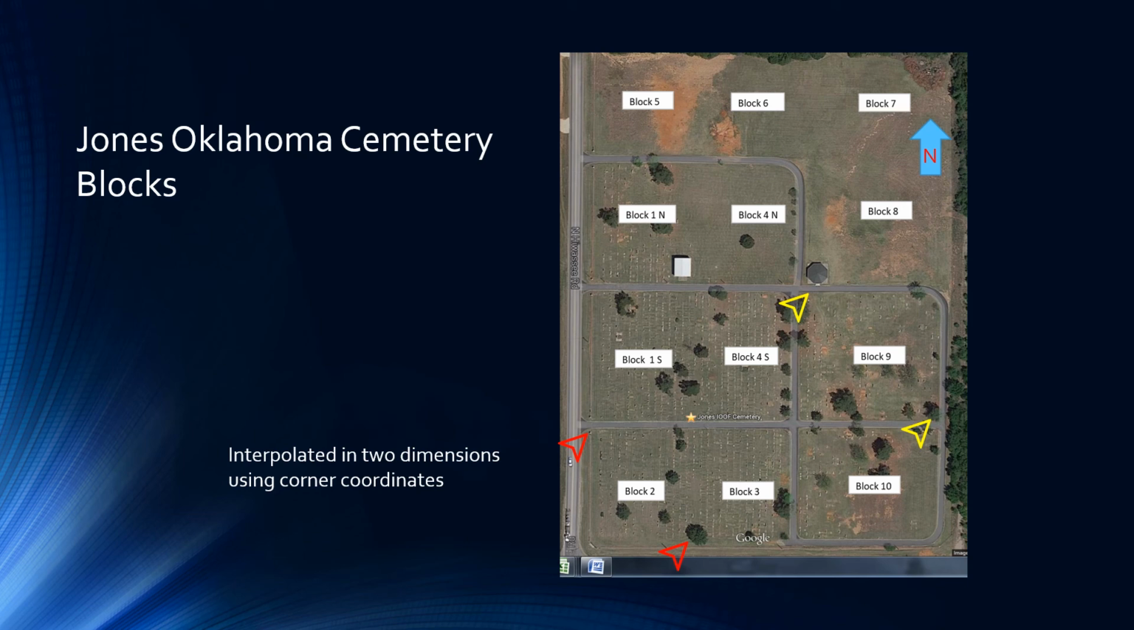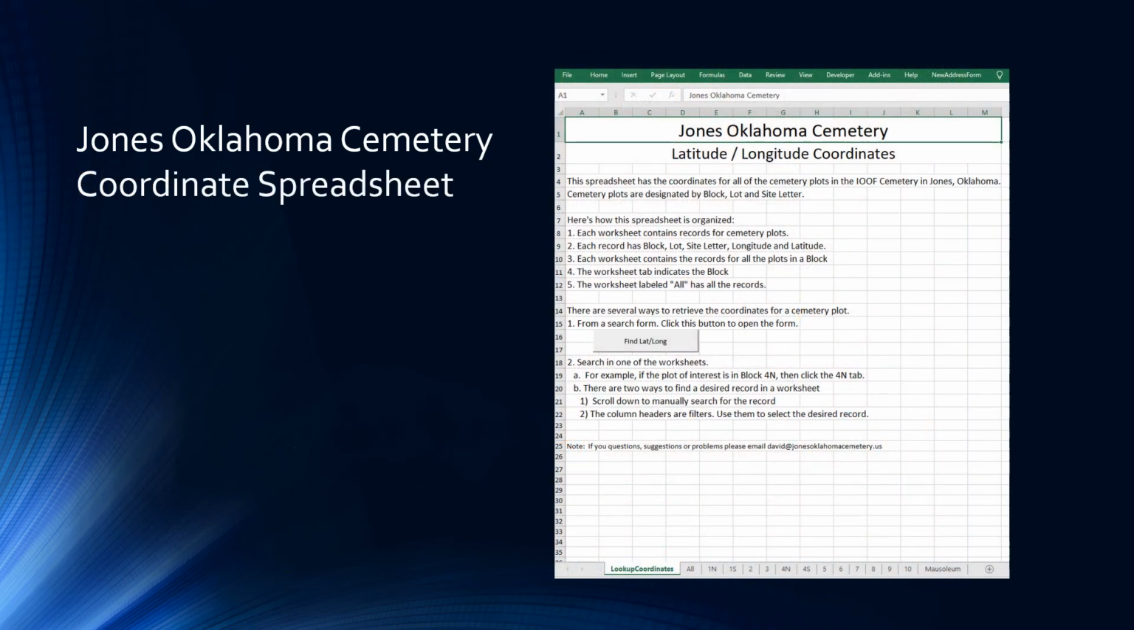The formula that I copied and pasted was a little more complicated because it tweaked both latitude and longitude at the same time, but it used the same principle. So 12 copy and paste operations for the 12 blocks, and that covered the entire cemetery. Now that we have all the coordinates, we added them to every memorial on findagrave.com. Also, the Jones, Oklahoma Cemetery.us website uses a built-in table of coordinates to make its maps.